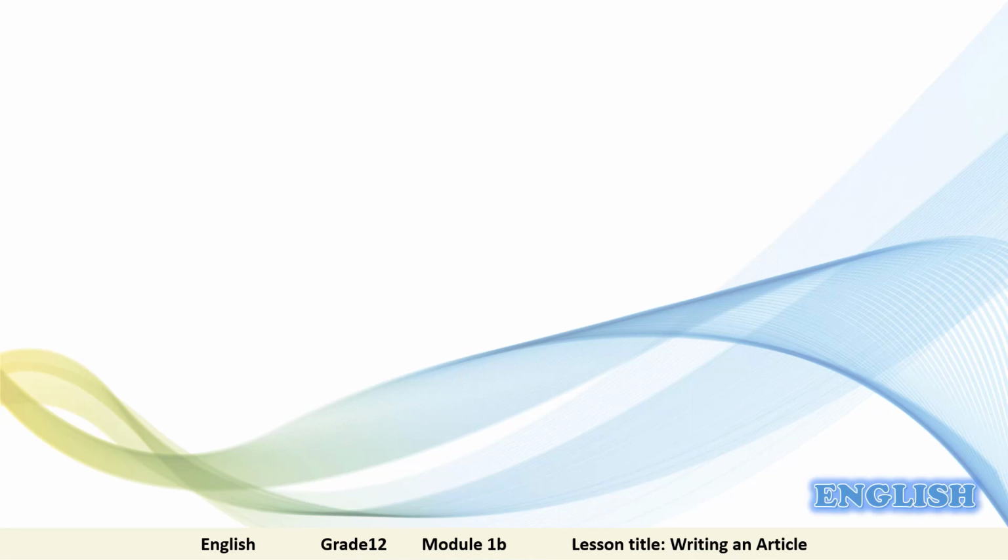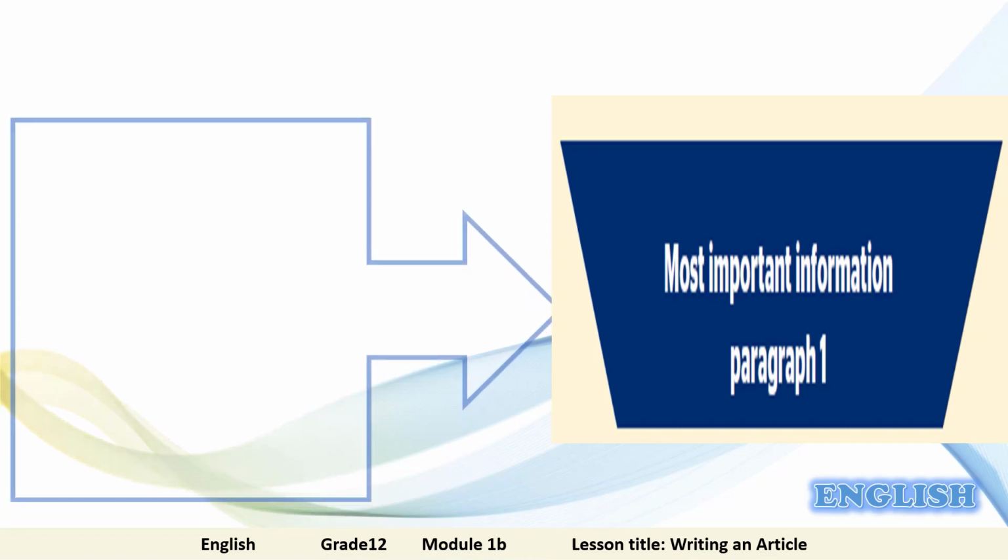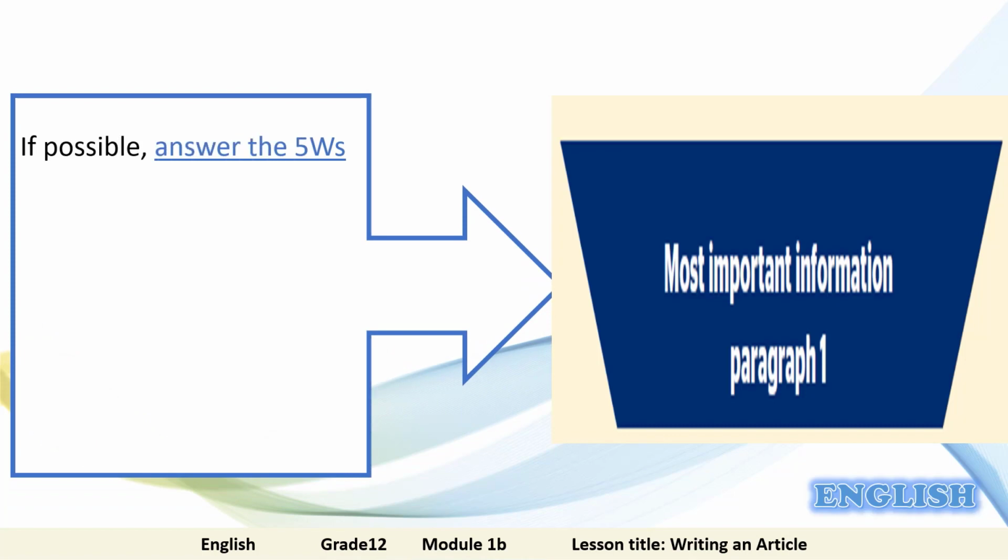Let's break it down into pieces. The first paragraph should include the most important information. Your question is, how do I get the most important information? There is a way through which you can brainstorm and get as much information as possible. It's called the 5 W's. What exactly are the 5 W's?